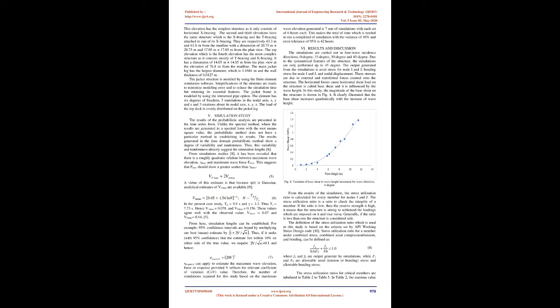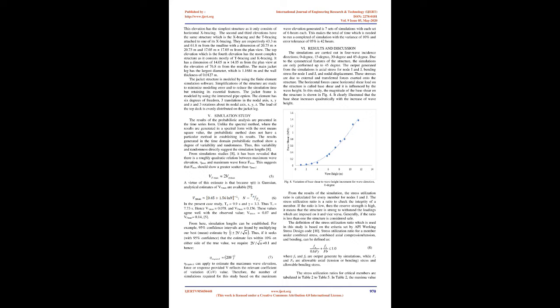The jacket structure is modeled by using the finite element simulation software. Simplifications of the structure are made to minimize modeling error and to reduce the simulation time but retaining its essential features. The jacket frame is modeled by using the immersed pipe option. The element has 6 degrees of freedom, 3 translations in the nodal axis x, y, and z, and 3 rotations about its nodal axis x, y, z. The load of the top deck is evenly distributed on the jacket leg.